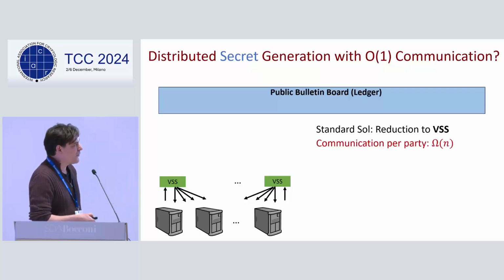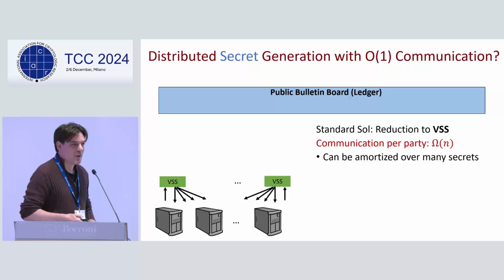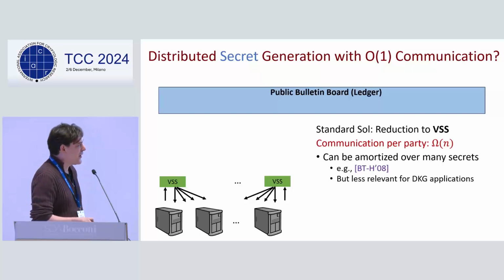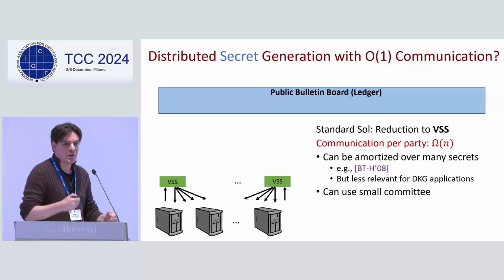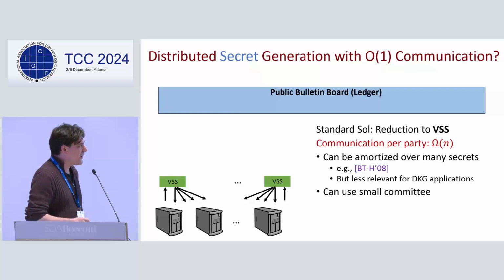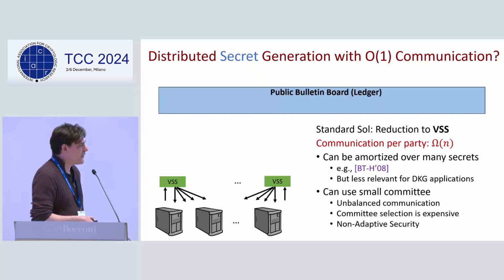So this will give you communication which is linear per party. And you can optimize it a little bit, say when you have many secrets, you can do non-trivial things, but this is less relevant for the DKG application. You can also use a small committee and do this over the committee, but this also has several drawbacks, including the fact that some party is going to talk a lot.